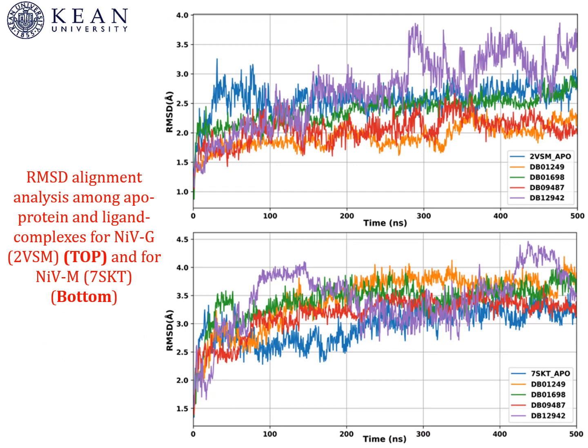This is the result for 2VSM and 7SKT, where we found a very small deviation of the RMSD over the 500 nanoseconds when comparing the apoprotein and the ligand complex. We have not seen more than 1.5 angstrom root mean square deviation for any complex in both proteins.